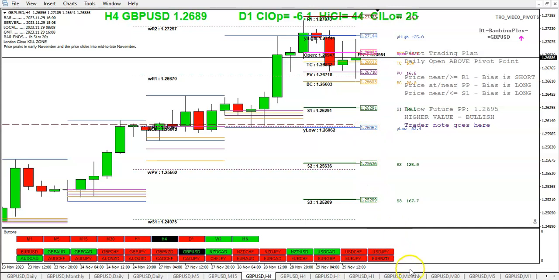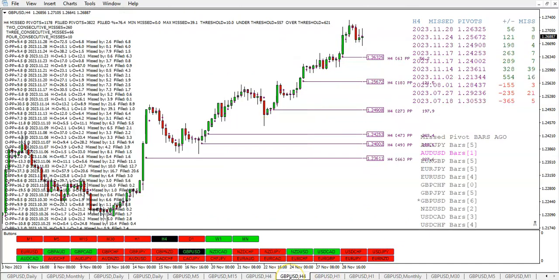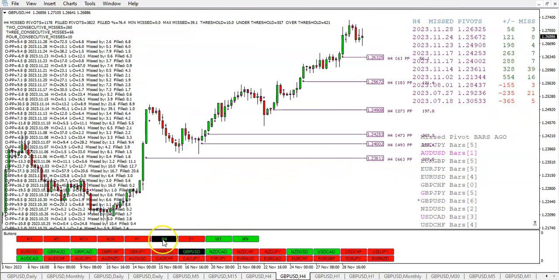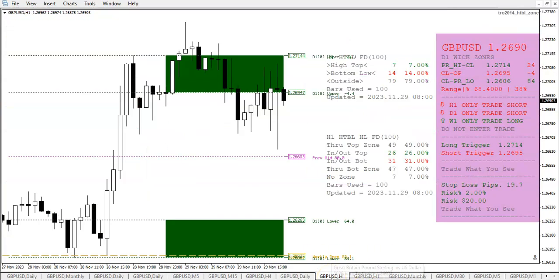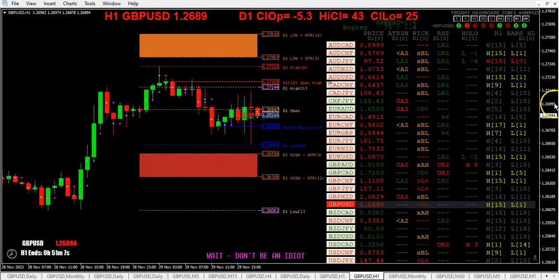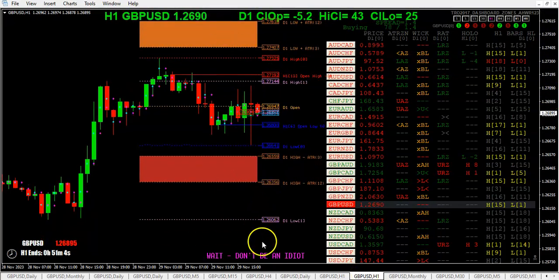So, fellow traders, that's just about it for the day. We can see here those missed pivots. So we got some H4 pivots that look like they need to get taken out sooner or later. In and out of that upper wick zone. We didn't even hit the ATR zone today.